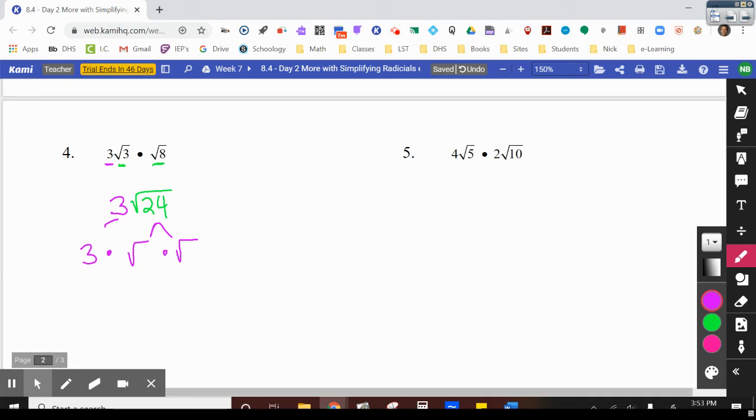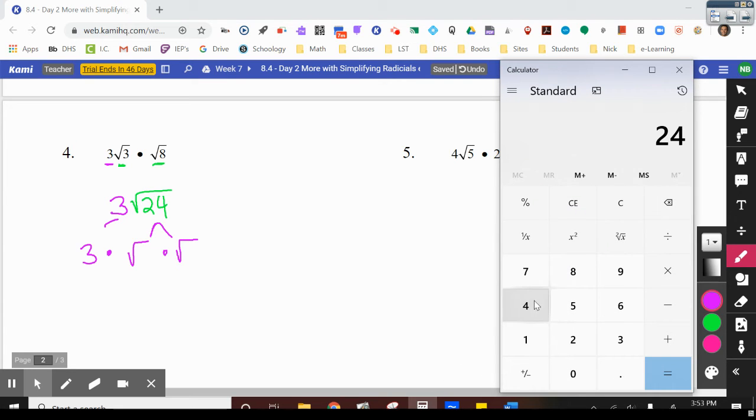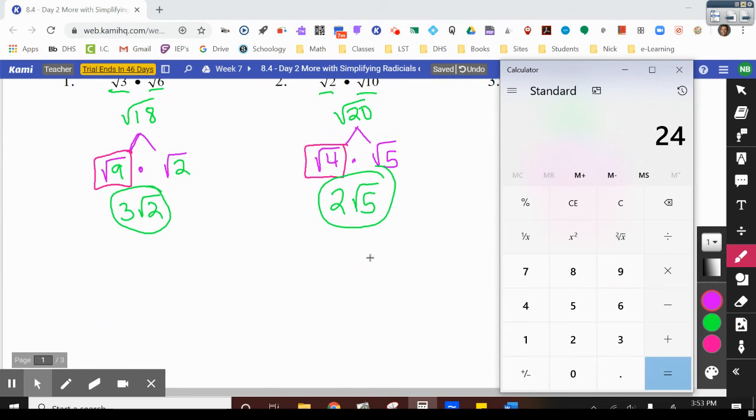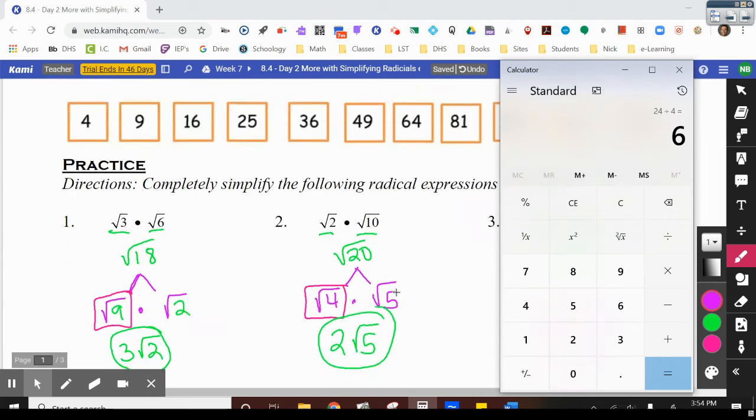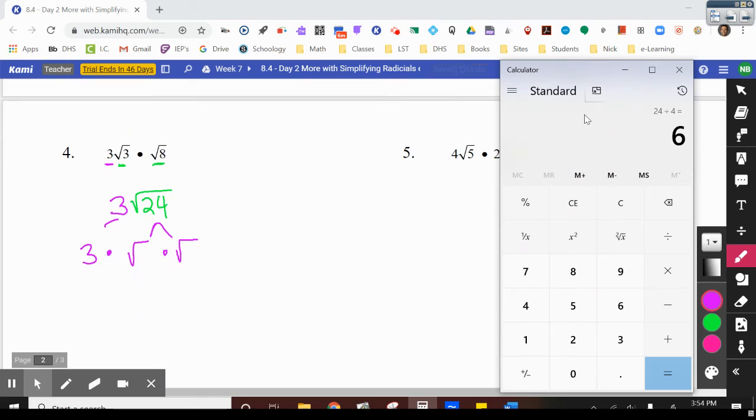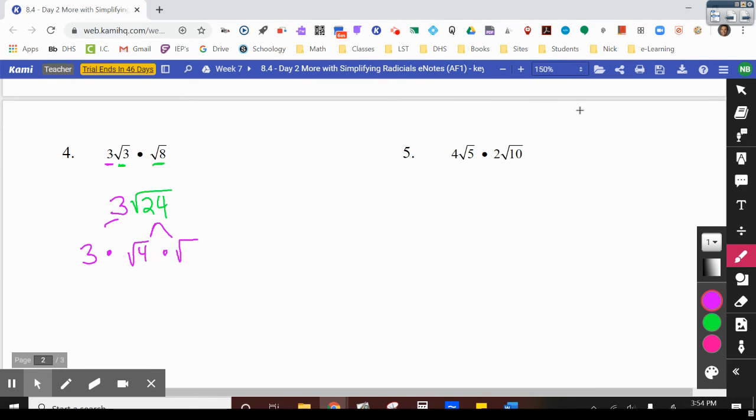So again, I have my 24, and I need to break it down. I've got to find my perfect square that's a factor of 24. Well, if I look at this list, the only number that makes sense to even try is going to be 4. And there it is, 4 and 6 are my factors that I'm going to use. So I'm going to say the rad 24 is going to break down into rad 4 times rad 6. And this rad 4 is my perfect square factor, and that simplifies to 2.